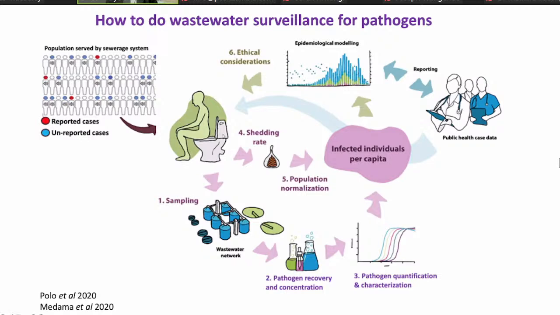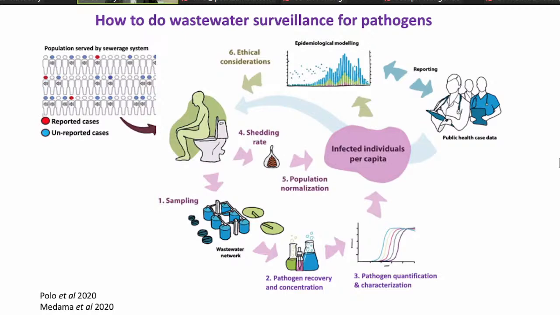Once the sampling points have been identified, one can use whatever sampling protocol that you've agreed on based on the study or based on what you are following. The samples are processed and taken to the labs where the processing involves pathogen recovery and concentration, followed by the quantification of pathogens and also characterization of what pathogens you find in that.